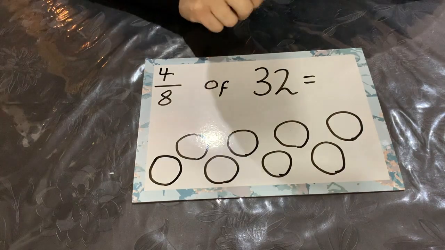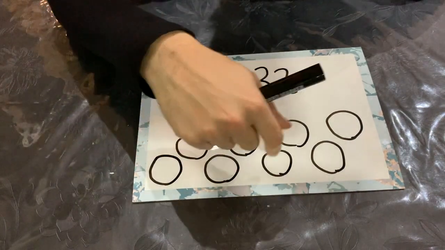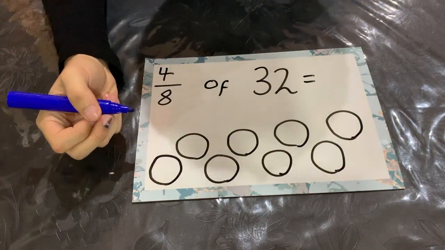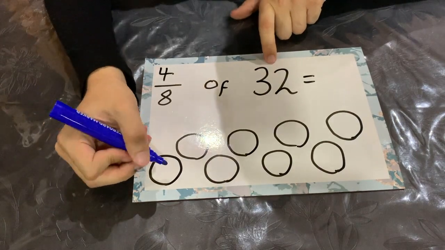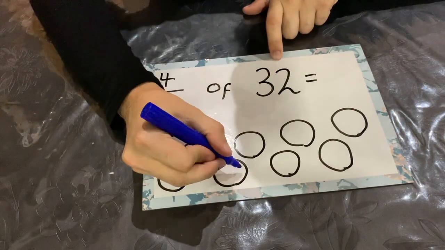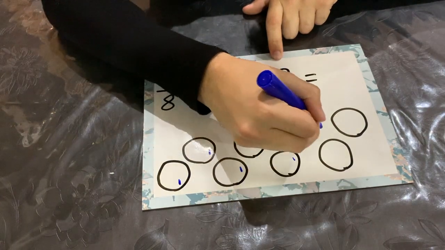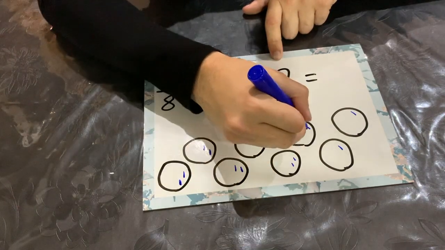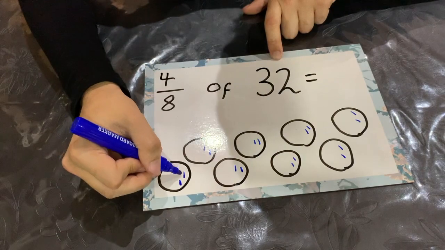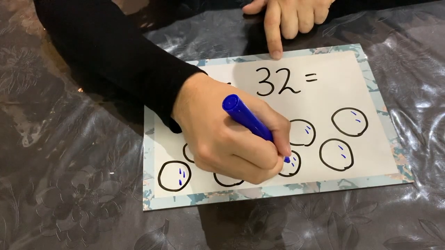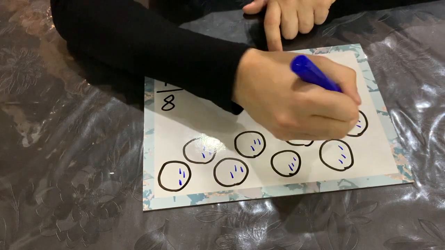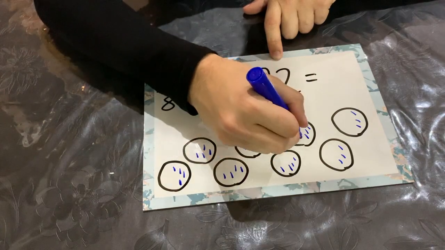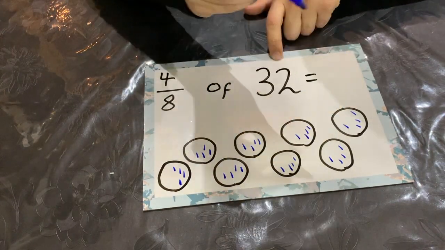And just like my last ones, I need to share 32 into my 8 groups equally. So each group is going to have the same amount of circles or dots, whatever you want to choose, at the end. So I need to go up to 32. So I've got 1, 2, 3, 4, 5, 6, 7, 8, 9, 10, 11, 12, 13, 14, 15, 16, 17, 18, 19, 20, 21, 22, 23, 24, 25, 26, 27, 28, 29, 30, 31, and 32.